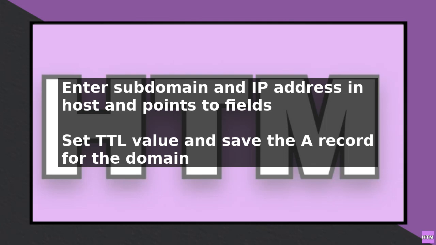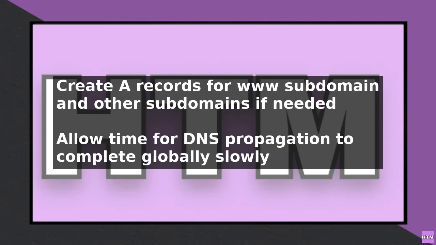After creating the A records, it may take some time for the changes to propagate globally. This is known as DNS propagation. During this time, your website may not be accessible from all locations. It is essential to note that DNS changes can take anywhere from a few minutes to 48 hours to propagate. Once the DNS propagation is complete, your domain will be pointing to the IP address you specified.